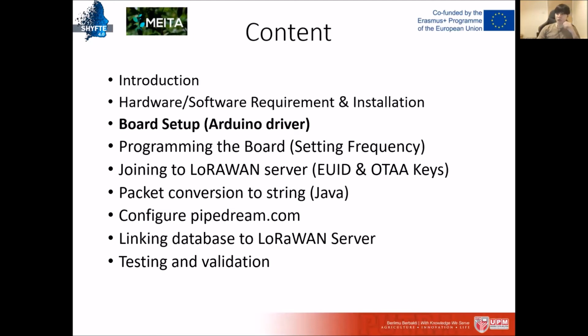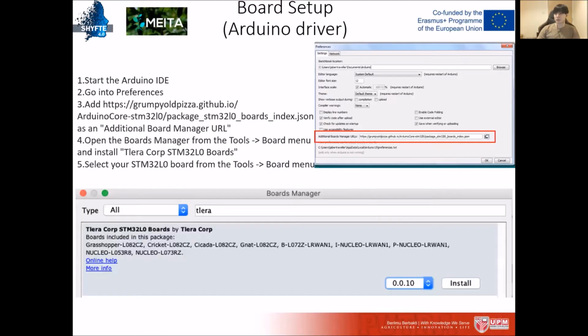First things first is how we do the Arduino board setup. To do that, you will have to use the Arduino IDE, go into the preferences, and add this link. Then open the board manager from the Tools board menu, install the STM32 boards, and then select the STM32 board from the Tools board menu. You can see some screenshots on how to install the driver.